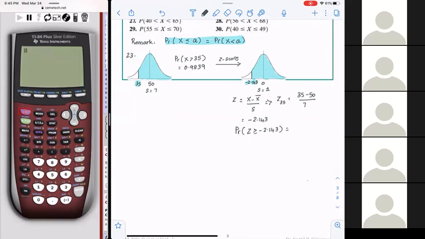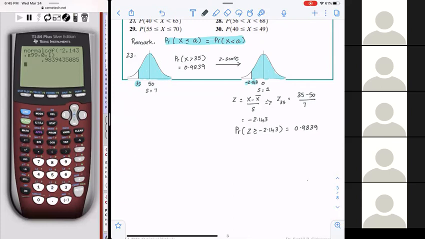So in your calculator, we would be using the same function. Second vars, number 2. We start at negative 2.143. We end at E99. The mean, since we converted it to a z-score, is 0, and the standard deviation is 1. And we end up getting the same answer, 0.9839.